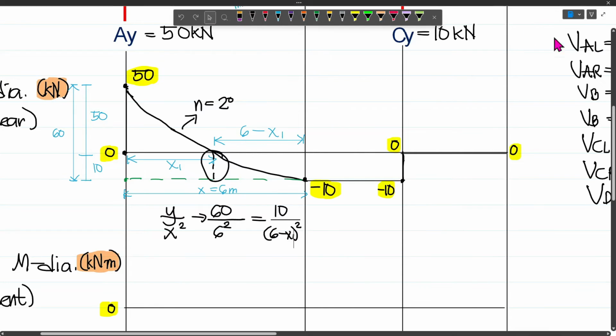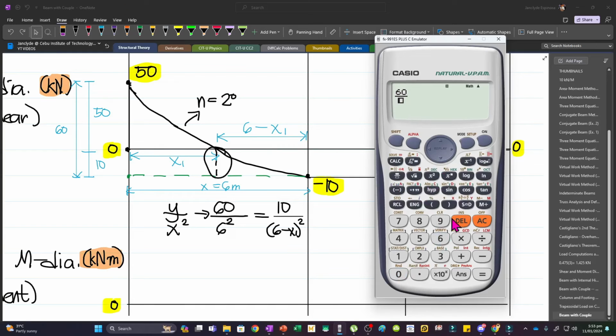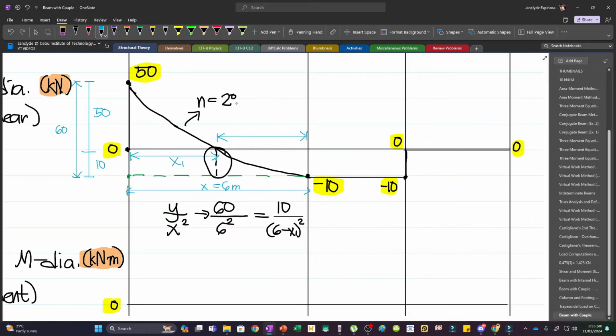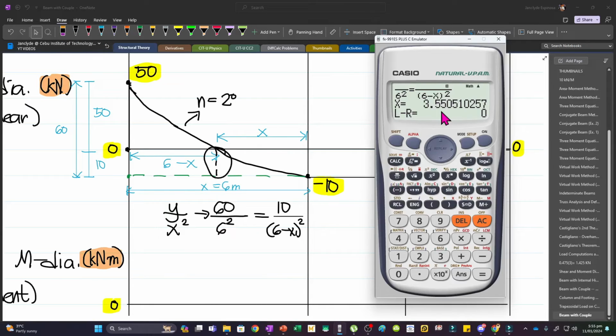Let's just use our calculators. And so we have 60 divided by 6 squared, and then that's equal to 10 divided by 6 minus x1 and then squared. And so press shift solve, we have, let's input a realistic value, let's say 5. So we can get 3.55. Now if you don't want this one, you can just actually change this one into x. Let's say this is x, and this will be 6 minus x, so that our calculator won't be confused.